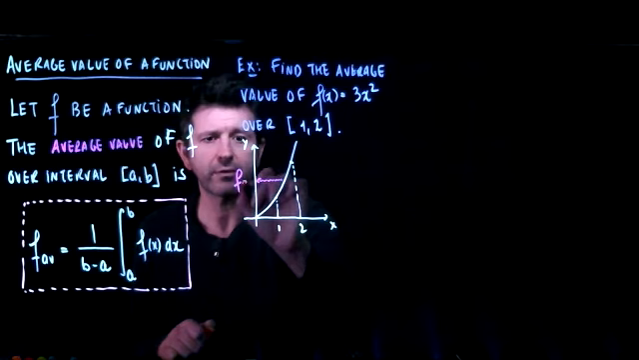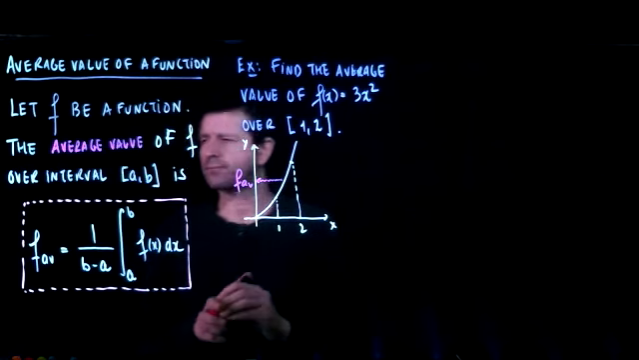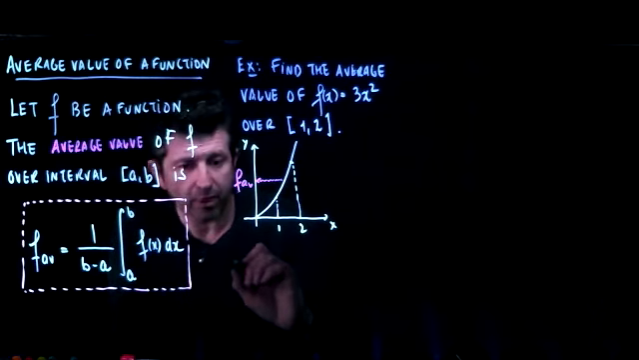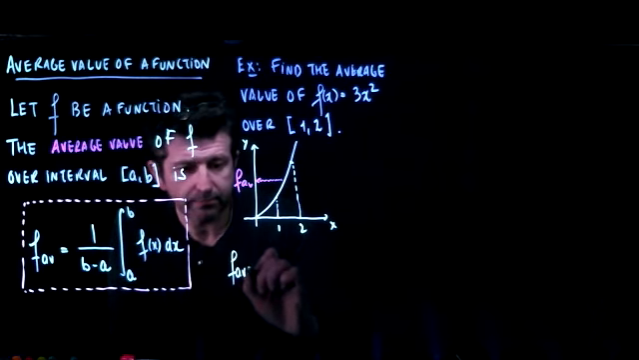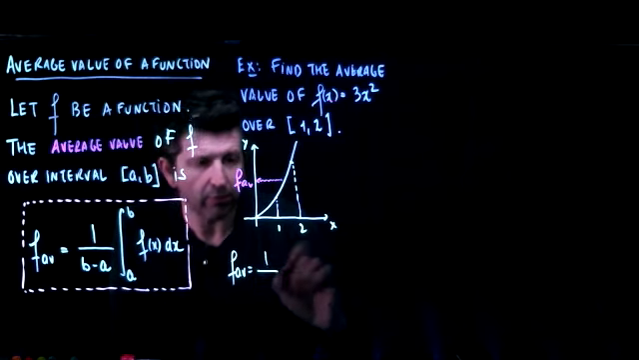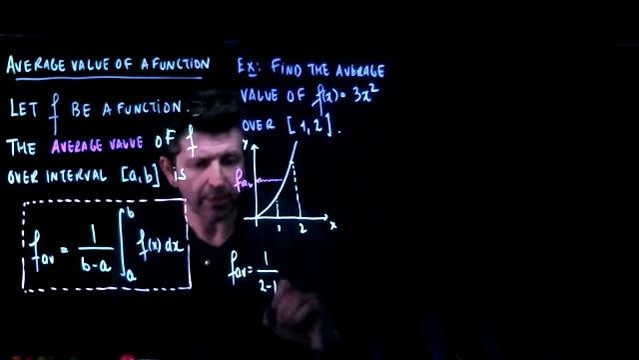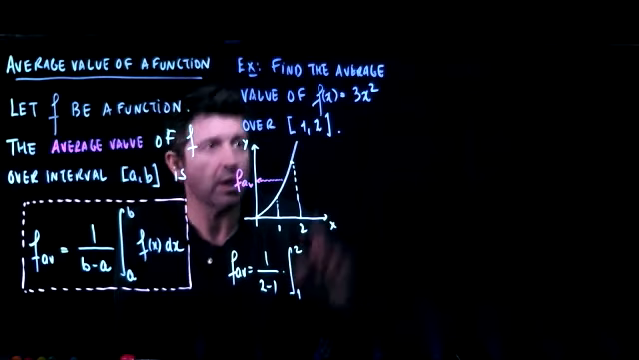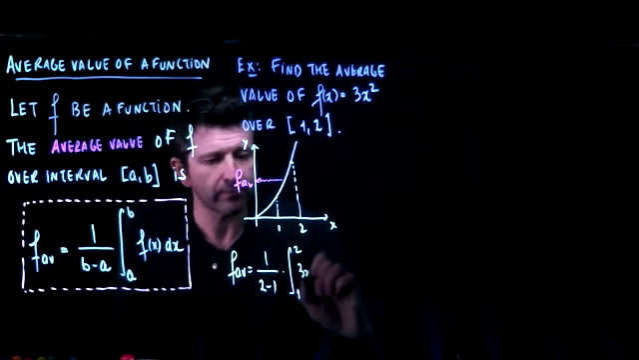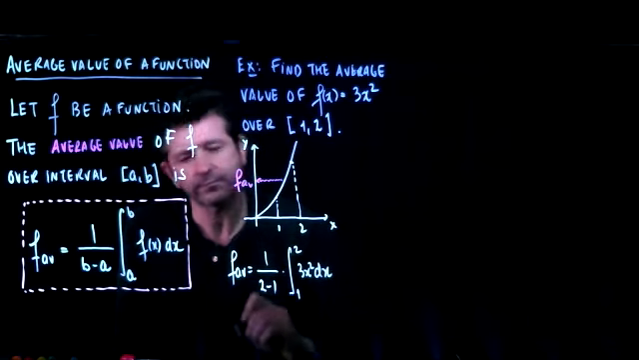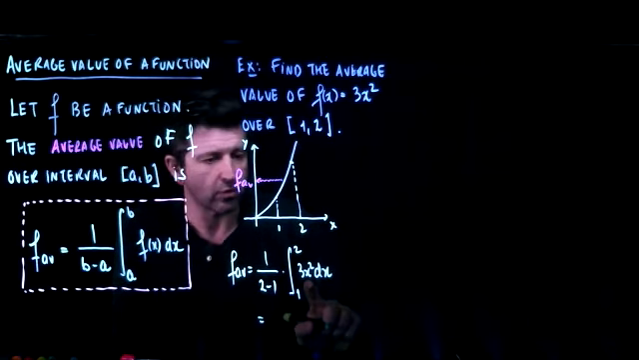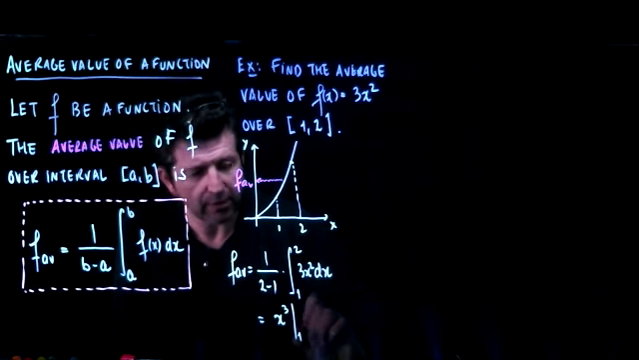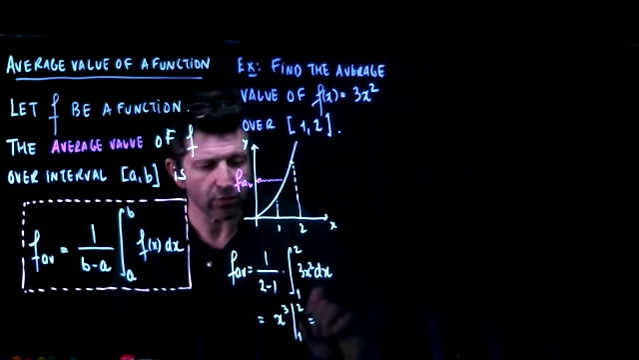Okay, so average. Yeah, let's apply the formula. So it's 1 over b minus a, so 2 minus 1, times the integral from 1 to 2 of that function. And so this is x cubed, evaluated from 1 to 2, and so we have 7.